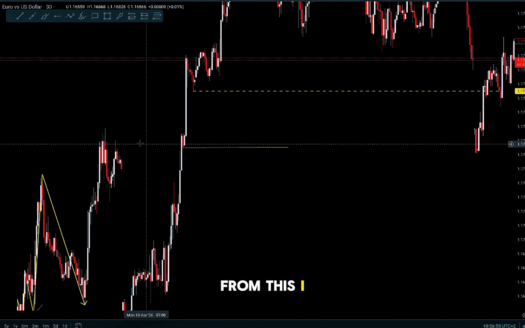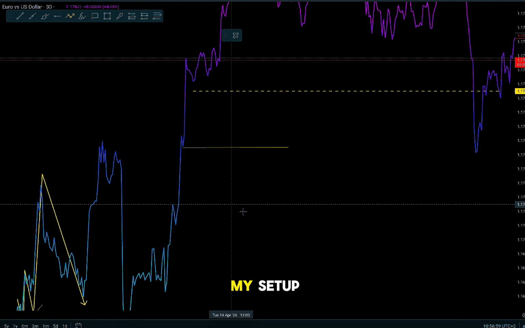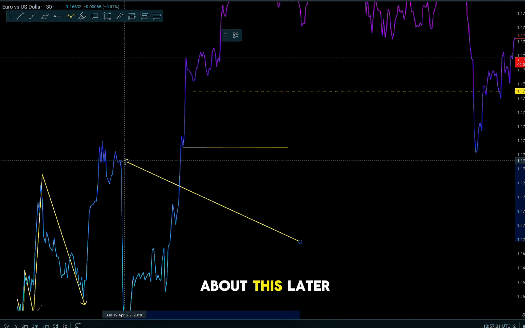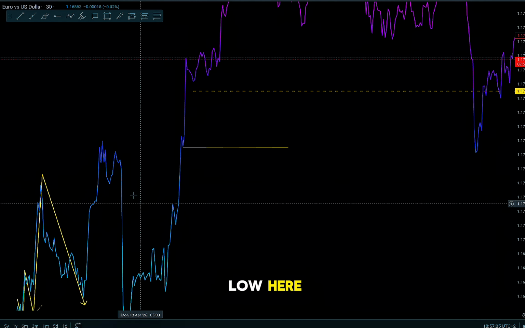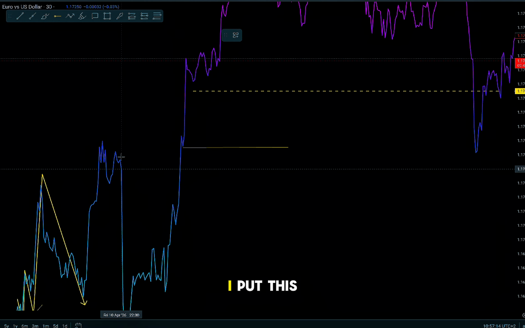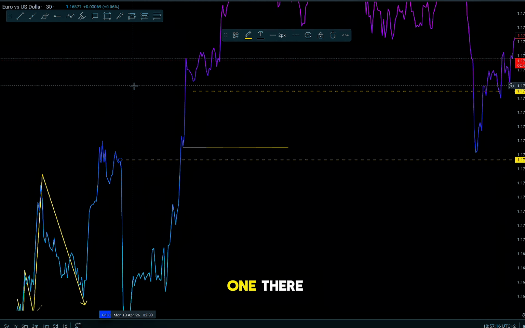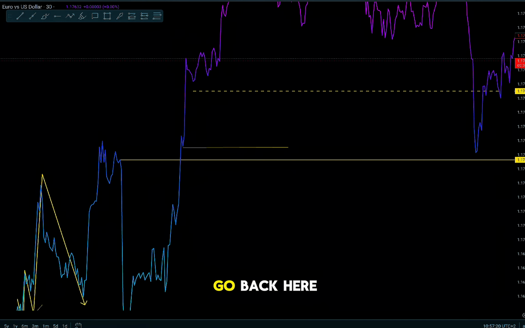From this, I want to now look left, identify a setup, and this is my setup. I will talk about this later. You can see this high here broken this low, and then this low here. It's supposed to sell, but it failed. Now, I'm going to look at the high that has caused all that break, which is this one. I put this one there. Let me make this a line.